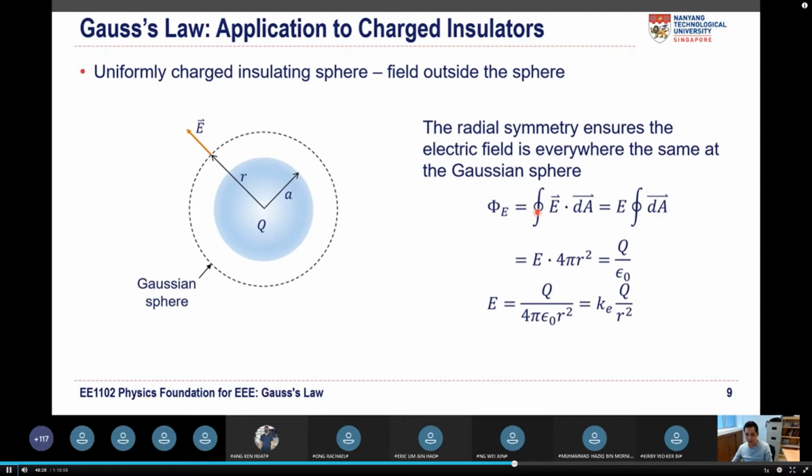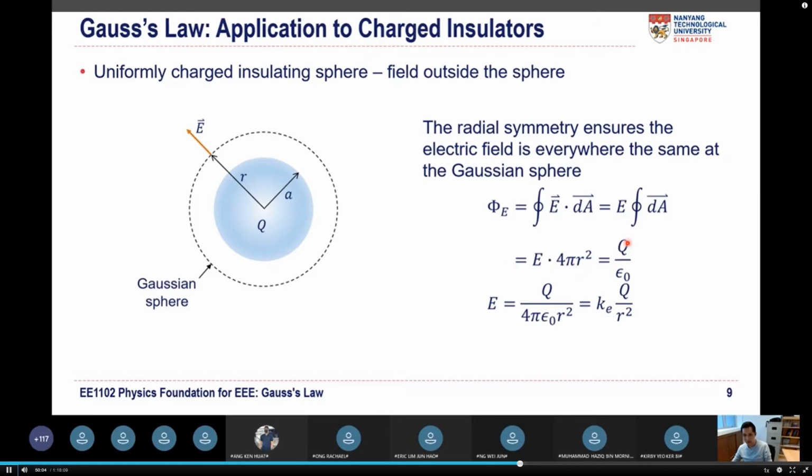So when I put this integral, I can simply calculate the area of the entire Gaussian sphere, and then do a simple multiplication by the electric field at that point, which is something that we're trying to find out. We don't know it, but we can formulate it like that. And then we know that the flux is going to be this, and of course, the surface area of this Gaussian sphere at location R, with radius R, is going to be 4 pi R squared. That's the surface area of a sphere.